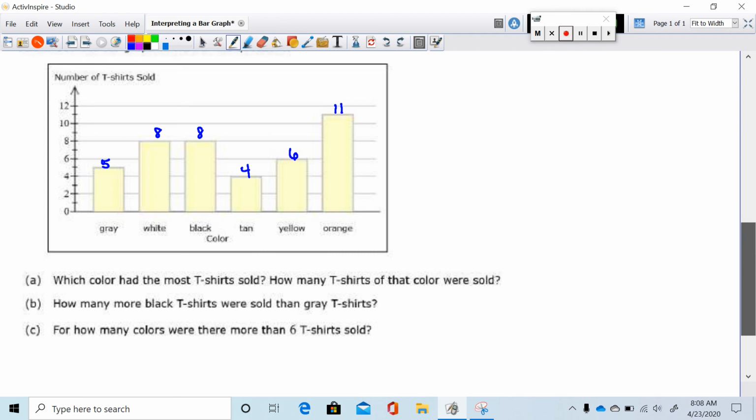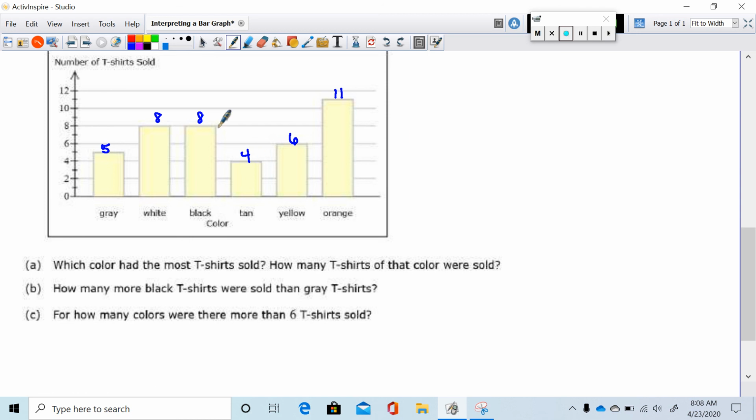It helps if you get that written down. If you're doing this on your computer and you can't write it on the screen like that, just go ahead and make the list off to the side of how many for each one. That way you can do your work a little bit quicker.